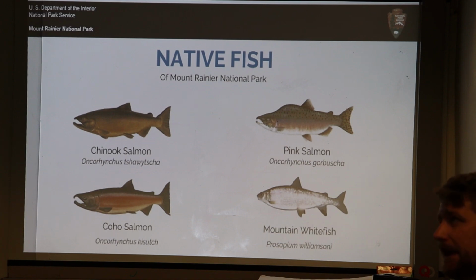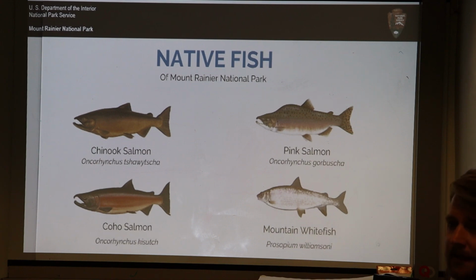Do we see a world in which pinks or other salmon species could expand their habitat within the park? Sure. We have actually seen coho spawning in some of our lower tributaries. We get a lot of juvenile coho each spring. So they're certainly spawning somewhere in the park or migrating up into the park in the spring.